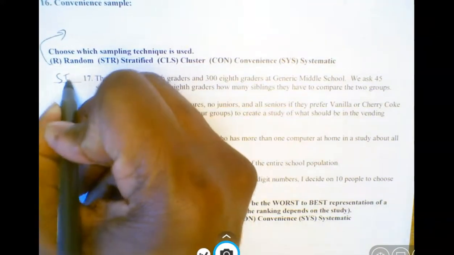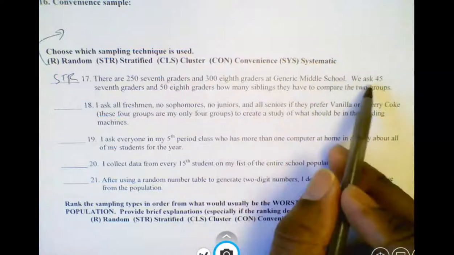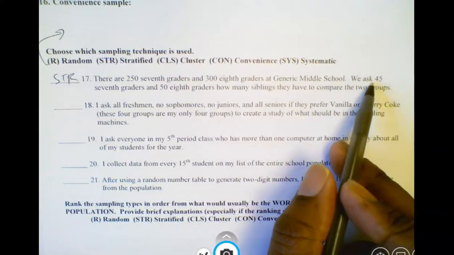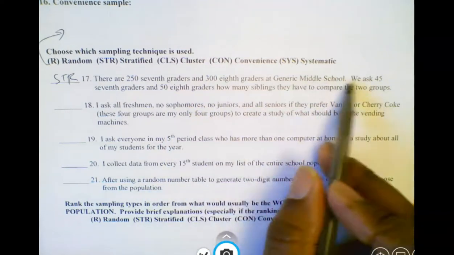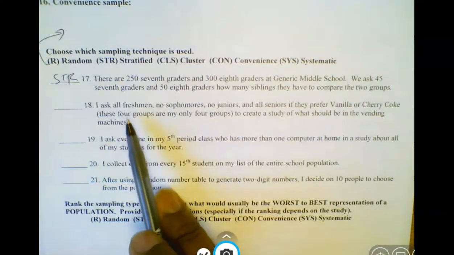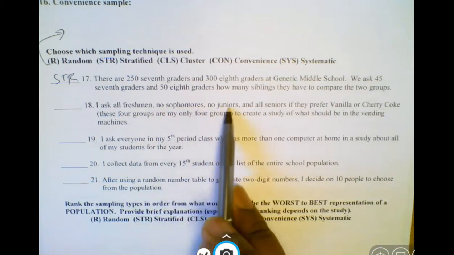So stratified. They didn't just choose all the 7th graders in Mr. Ross's class, or all the 8th graders in Mrs. Johnson's class. They chose somebody from the whole group. So that's stratified.